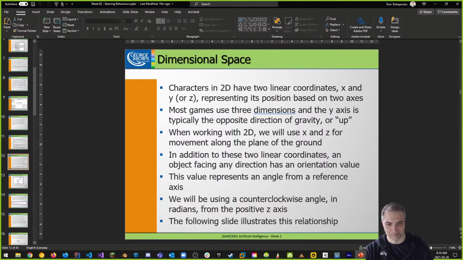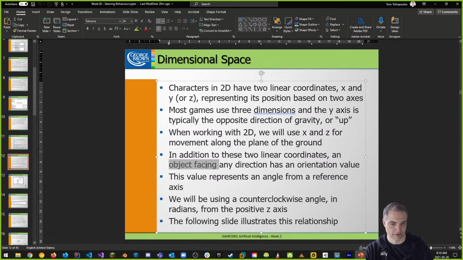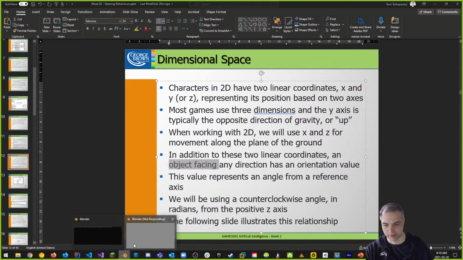So again, in addition to these things, as an example, we care about where the object is facing, so what the orientation value of the object is. Object facing is important too, because a lot of times it's more realistic for the object to go in the direction that it's facing, as opposed to slipping sideways, as an example.